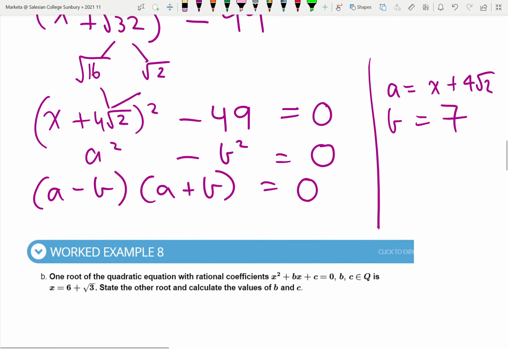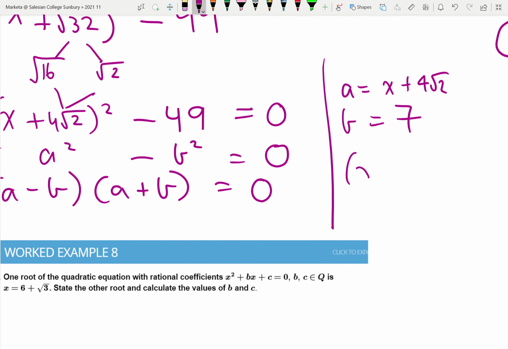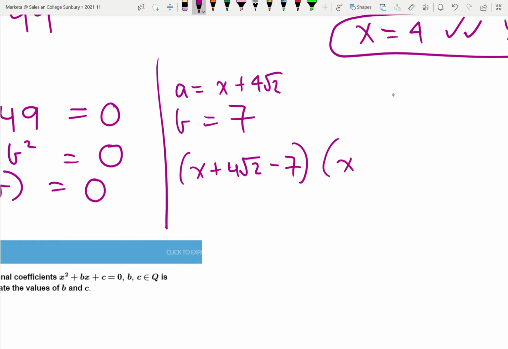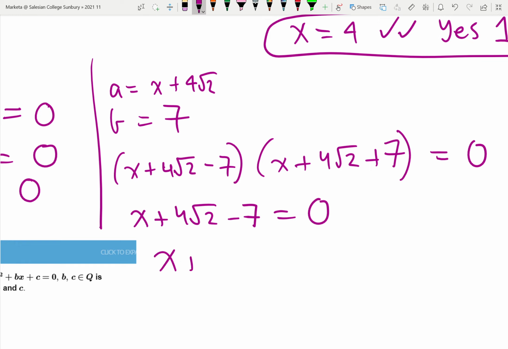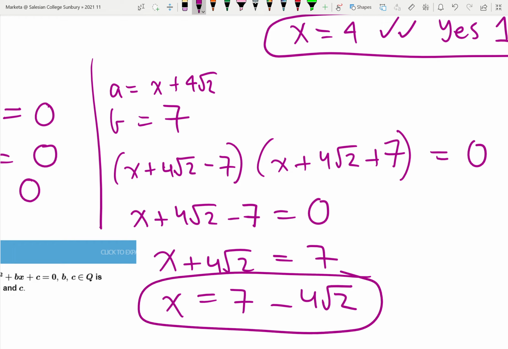And that means I get a minus b and a plus b equals 0. Oops, not b, 7. So now let's solve each of those. So x plus 4 root 2 minus 7 equals 0. Let's solve. So x plus 4 root 2, I'm going to add 7 on both sides. X, I'm going to minus 4 root 2. So that's my first solution.